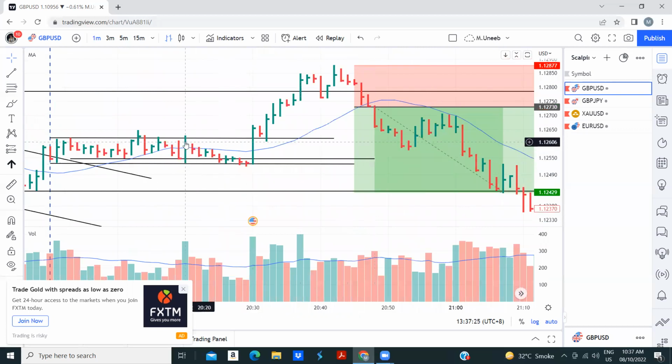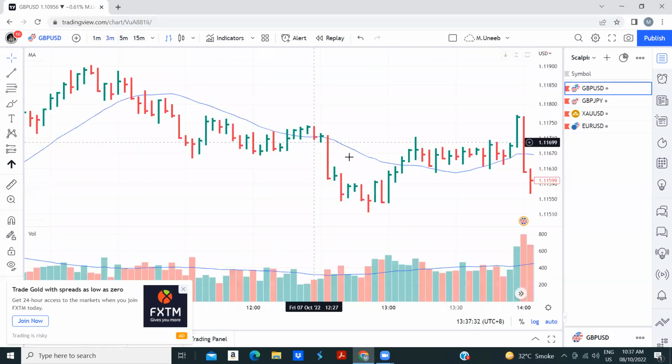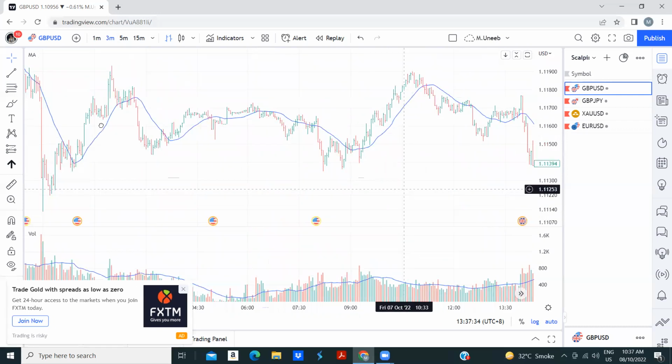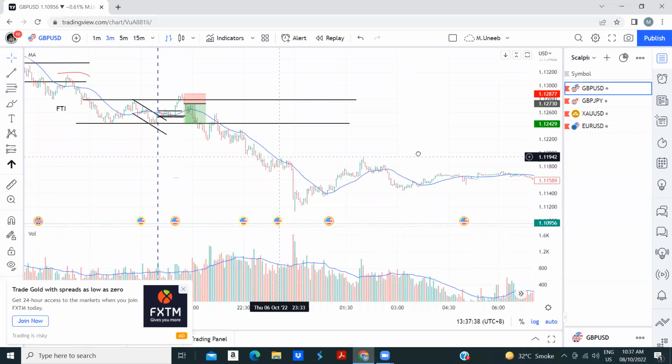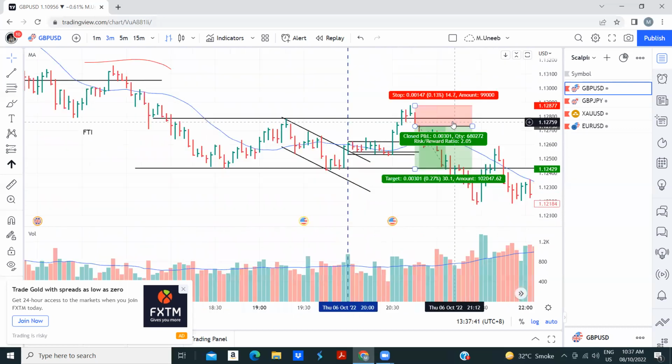See here, it's too huge. So we would wait for the price to retest this region. Got it? This would give us much better trades. So this is what you have to decide: what would be your optimal trade entry right over here.